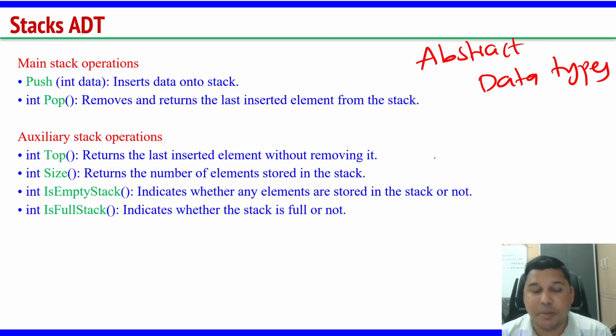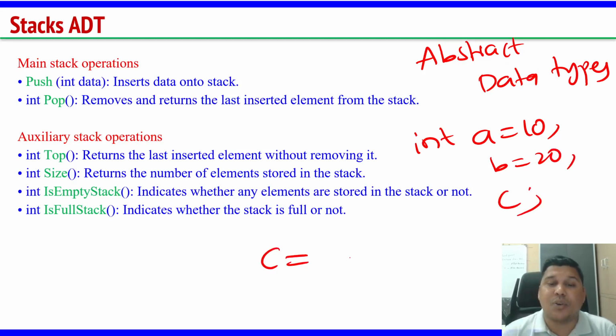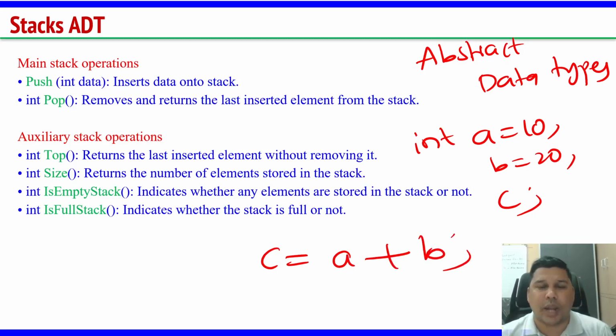See, in a simple program for addition of two numbers, I can declare variables like this: int a equal to 10, b equal to 20, and I can declare a variable c. Then I write c equal to a plus b. Do you need to tell the compiler what the meaning of plus is? No, you need not tell.